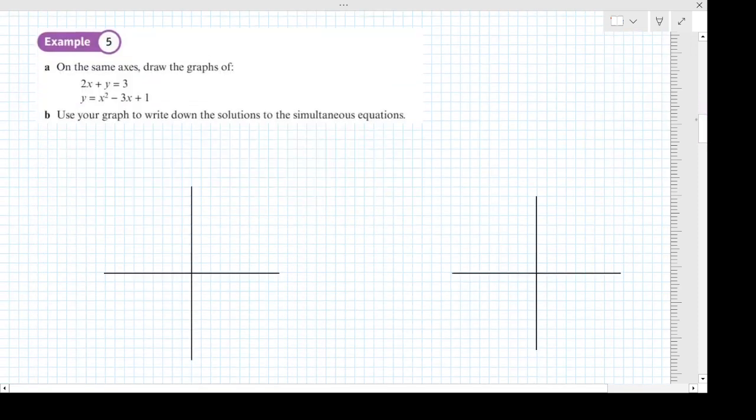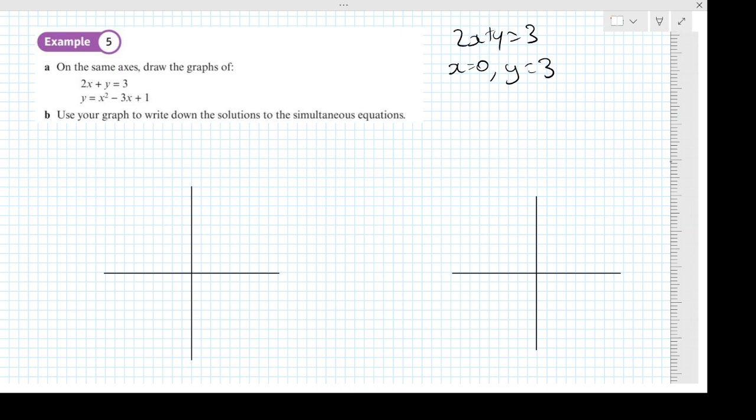We're going to continue on with this, and it says now on the same axis, draw the graphs of 2x plus y is 3 and y is x squared minus 3x plus 1. Okay, so this time we've got a line and a quadratic. So firstly, let's draw the line. We have 2x plus y is 3. To draw the line, I want to pick 2 points. I'm going to pick, say, x is 0. Then y would simply be 3, because 2x would be 0 as well. Then x is 1, but then 2x would be 2, so y is 1 to get 3. So that would be the points 0, 3 and 1, 1.